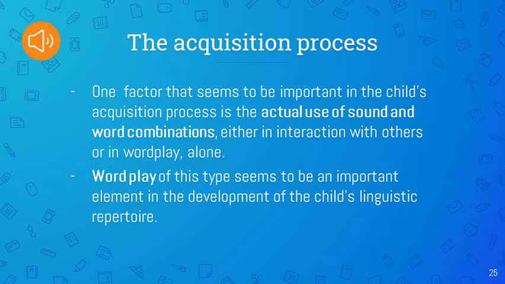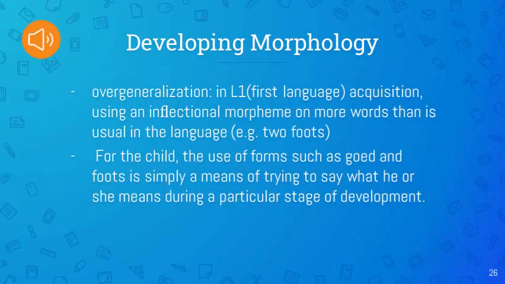The acquisition process. The child's linguistic production appears to be mostly a matter of trying out constructions and testing whether they work or not. Developing morphology. The next morphological development is typically the marking of regular plurals with the s forms, as in boys and cats.